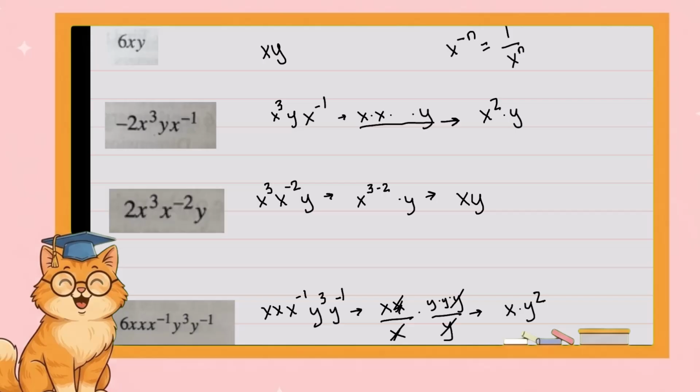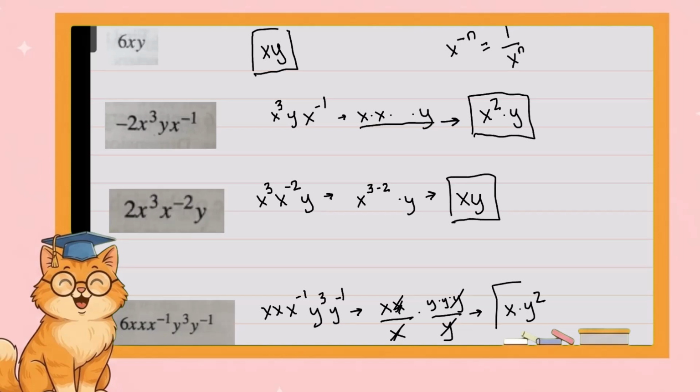Fair enough, no tricks up my sleeve. And now that we're looking at like terms, we'll just box our results from each one of these. So in our first example, we have xy. In our second example, we've got x squared times y. Third, we've got xy. And our fourth one, we've got x times y squared.